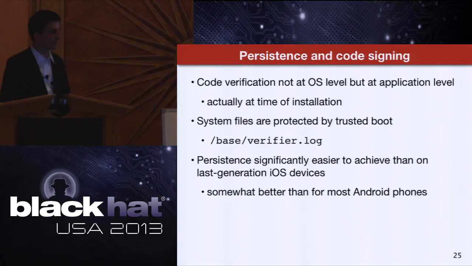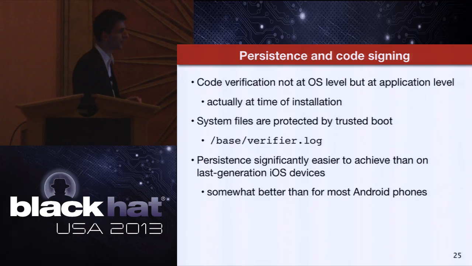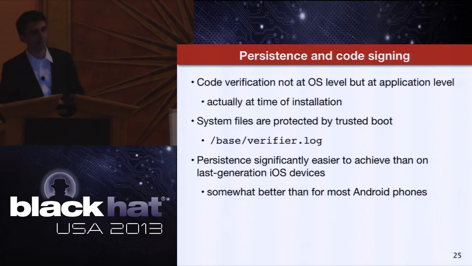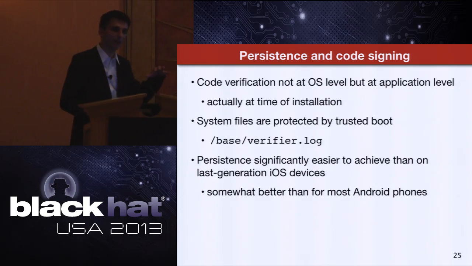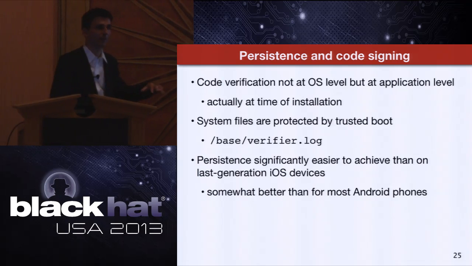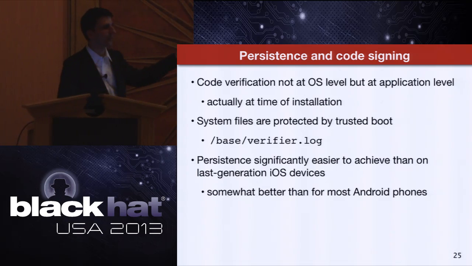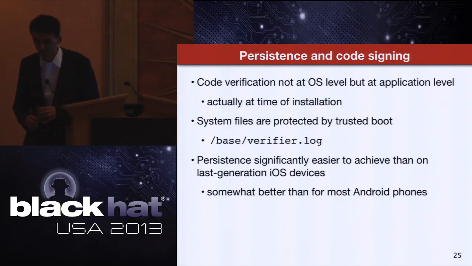So persistence on BlackBerries at the moment is significantly easier to achieve than on last generation iOS devices, because on iOS the verification actually is on a page level of the binaries, right? So it's actually the loader and the kernel that work together. But it's somewhat, if not significantly, better than for most Android phones, as you're probably aware of.